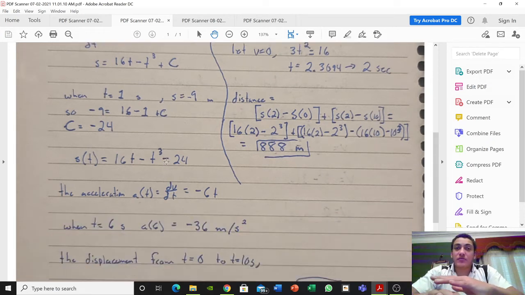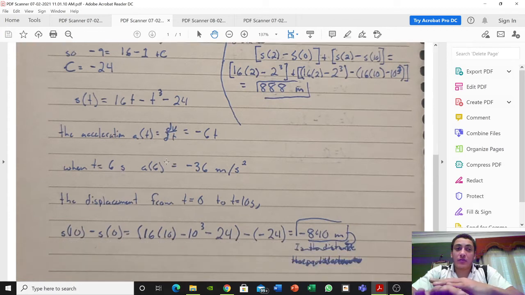As you can see, this problem is a little bit more complicated, but we're not done yet. So the displacement from t equals 0 to t equals 10 seconds: s of 10 minus s of 0 equals 16 multiplied by 10 minus 10 cubed minus 24 minus negative 24, which will then result in negative 840 meters.